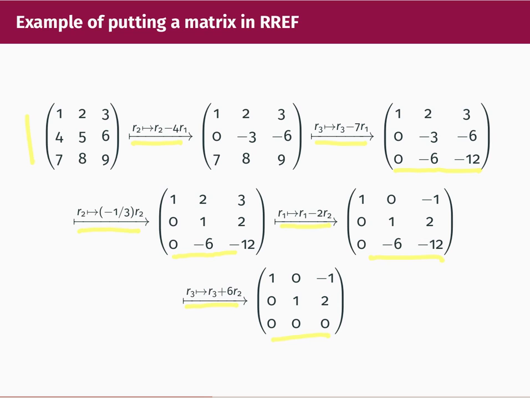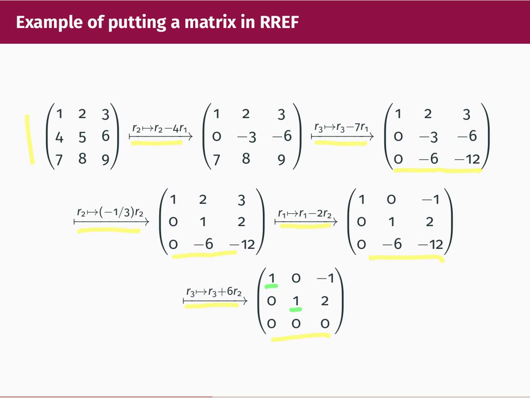We've now reached a row-reduced echelon form matrix. The only row of zeros is at the bottom, so that's fine. The only leading entries are this one, and they're both equal to 1.